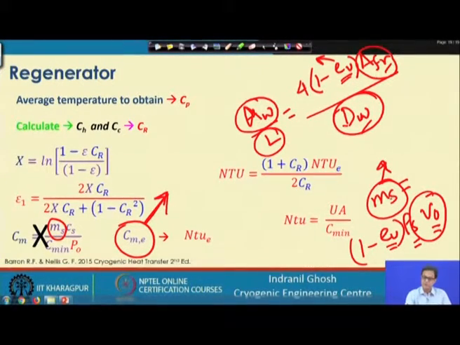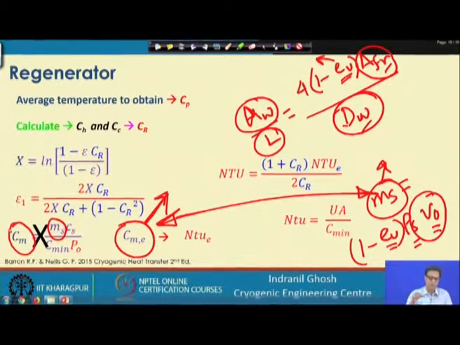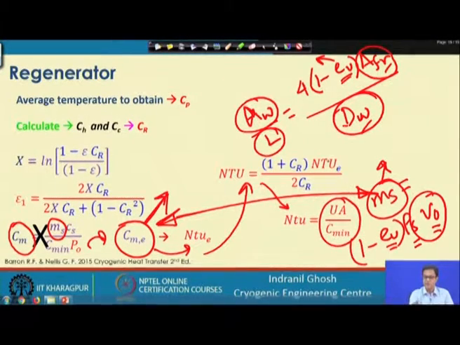Now, obviously, depending on our initial guess, this may not be the same. Based on this MS, we will now be able to calculate a new value of the Cm, and that value of the Cm will give us a new value of the Cme, and from there again we will get NTU effective, and from there we have to calculate the NTU. From that NTU we will be able to calculate the UA by C mean, and the procedure will be repeated. So, that means this process becomes an iterative process.